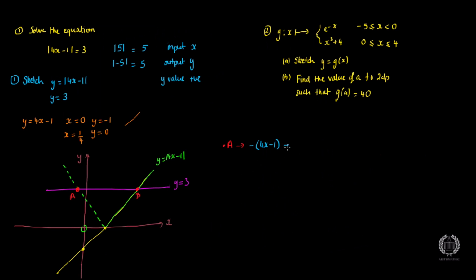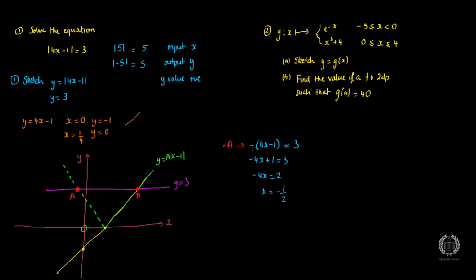Okay, and then that is going to equal the graph that it's intersecting, which is 3. And then we're going to solve for x. So if I solve for x, I'm going to have minus 4x plus 1 equals 3. So minus 4x is equal to 2. So x is equal to minus half.